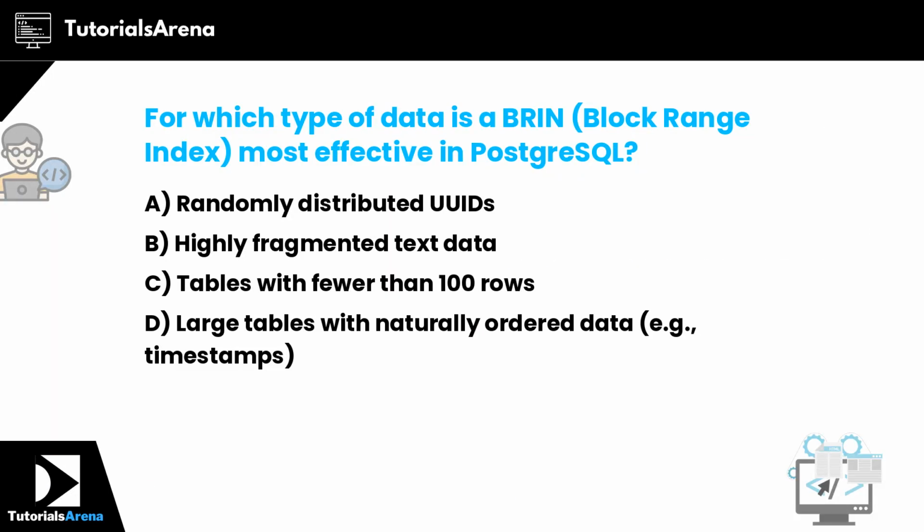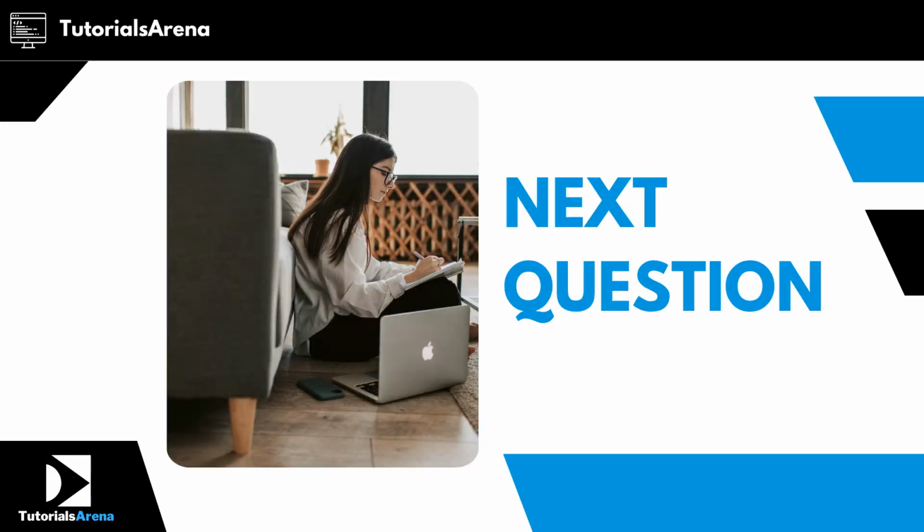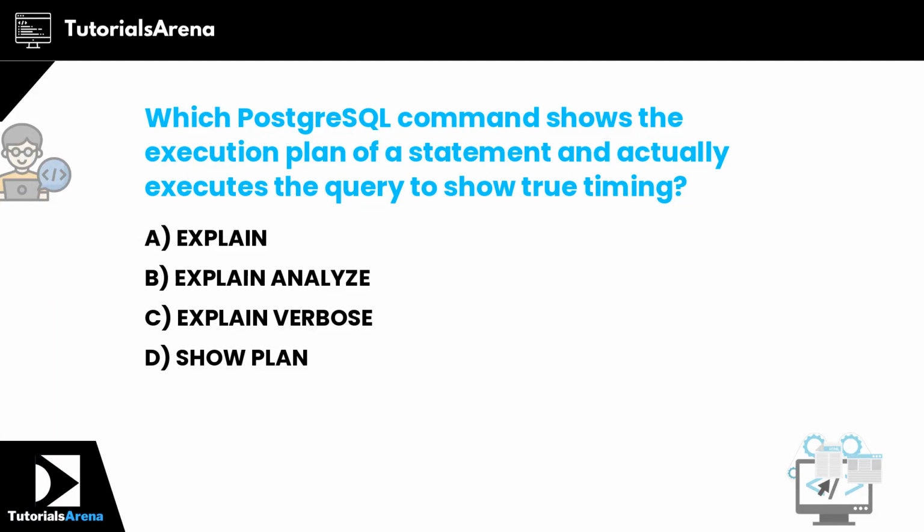For which type of data is a BRIN, block range index, most effective in PostgreSQL? The correct answer is option D, large tables with naturally ordered data, e.g. timestamps. Which PostgreSQL command shows the execution plan of a statement and actually executes the query to show true timing? The correct answer is option B, explain analyze.